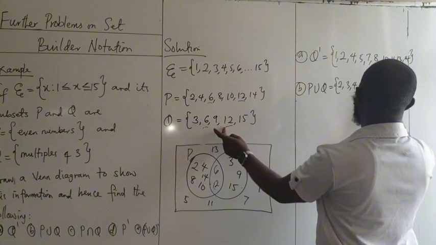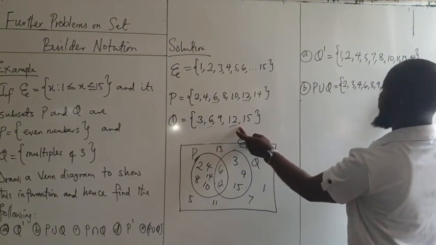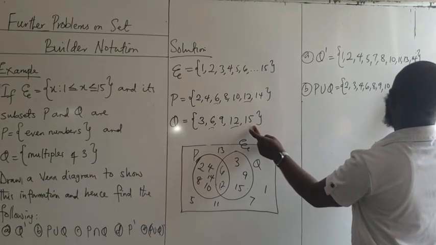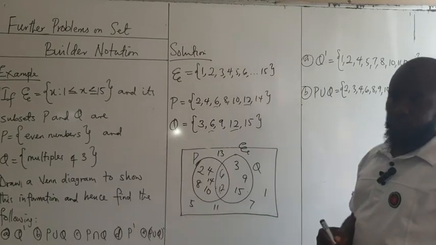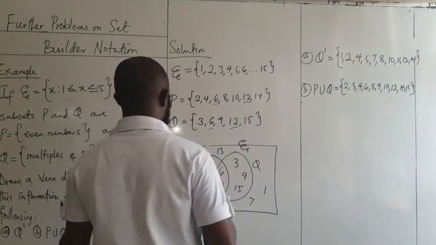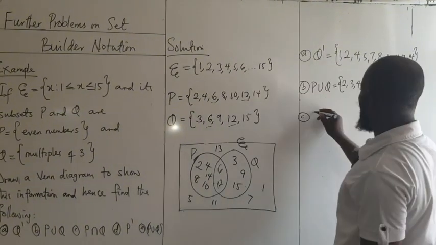Then 10. We don't have 11 in both. Then next is 12. We have 14. Then we have 15. Then we close this. So that is P union Q. So the next one is P intersection Q.